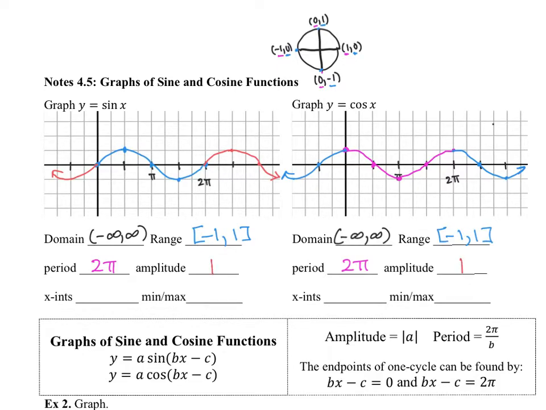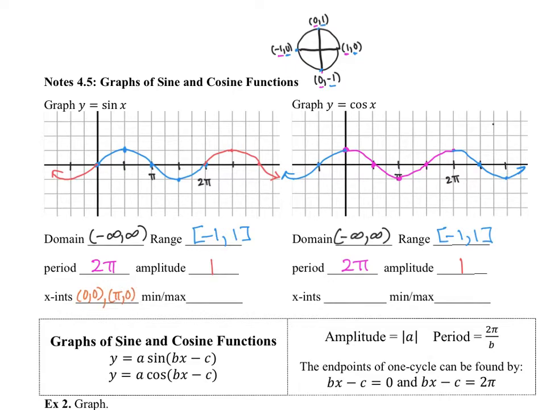Same for cosine, and the amplitude is always a positive value because it's a distance from the midline. Okay, for the sine graph, let's look at some of our x-intercepts. There are infinite x-intercepts, so I'll just list a couple. I see one at (0, 0). I see one at (pi, 0). And there's infinitely other ones.